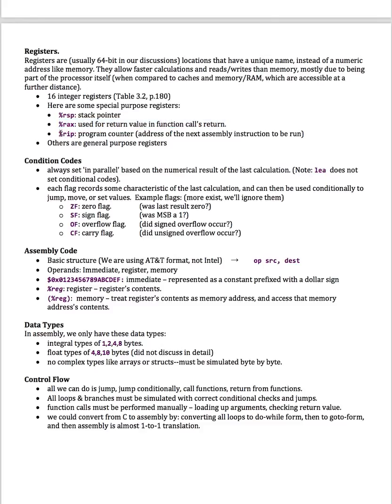And also, not included in the 16 integer registers, there was RIP, which holds the program counter, or the address of the next assembly instruction to be run. This was related to function calls, as we'll talk about later in the review. Other than these are the general purpose registers.